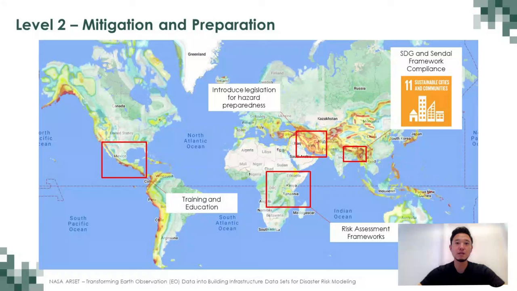So introduce legislation for hazard preparedness. Where and how should we start looking or focusing our efforts? Do we need any hazard mitigation plans in this country? Training and education. How do we educate the population on possible life safety issues post-event? How do we start training first responders for any of these post-disaster needs? And finally, we can start looking at SDG and SNDI framework compliance since we're at the country-specific level.